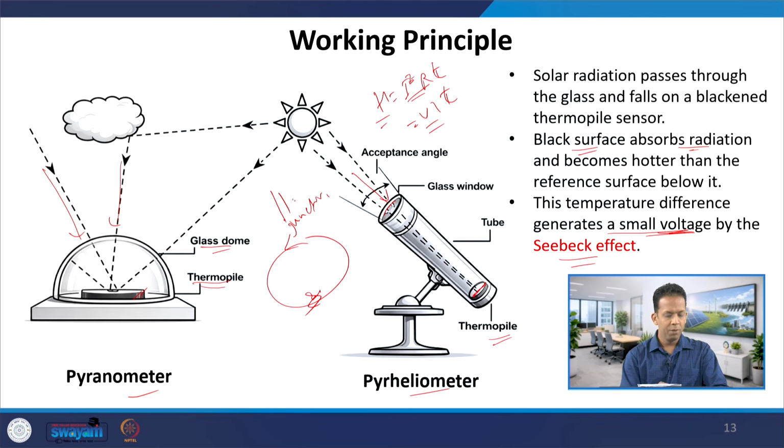Okay, between the junctions of those two dissimilar materials, if there is a temperature difference, that temperature difference induces some voltage or potential difference which actually causes current to flow. That is called the Seebeck effect, proposed by Thomas Seebeck in 1921. On the same principle, these two equipment, pyranometer and pyrheliometer, work: they convert the absorbed heat into a temperature difference, into voltage, voltage to current, and accordingly the radiation data can be calculated or measured.